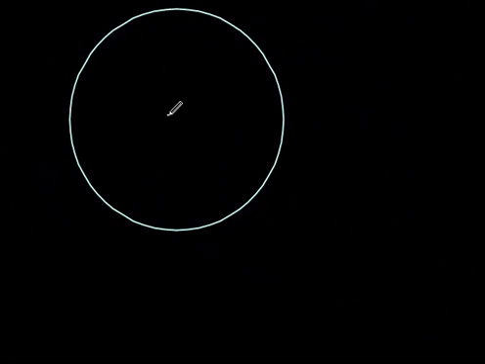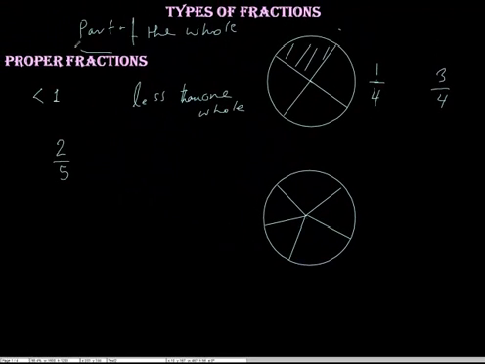So if I have 5 parts in this shape, and I shade 2 of them, let me first split this shape up into 5 parts. Ideally, they should be equal sized. I don't think they look very equal, but they should be equal sized. So if I've got 5 parts and I shade 2 of them, that fraction is 2/5. Because it's still less than a whole, this type of fraction is called a proper fraction. So proper fractions are the fractions which are less than 1 whole. What you know about proper fractions is that you're only taking a part of the whole thing.